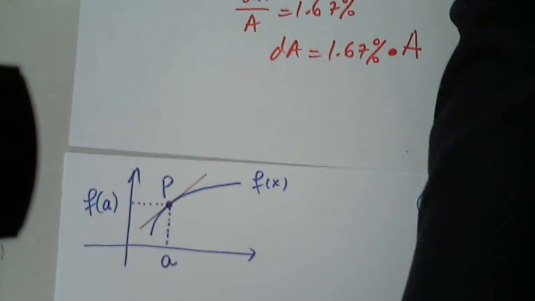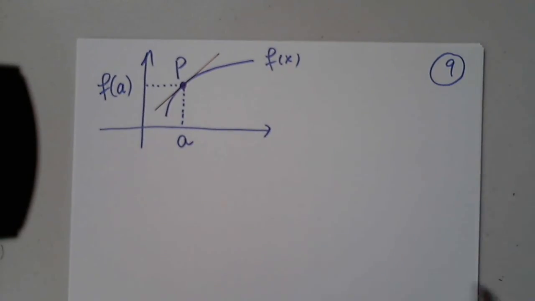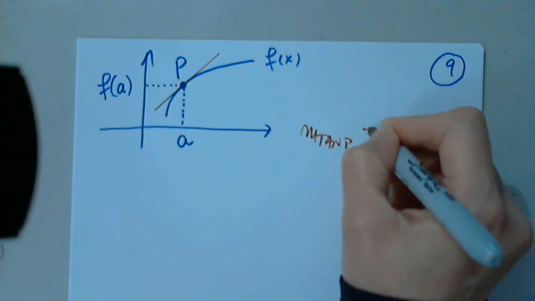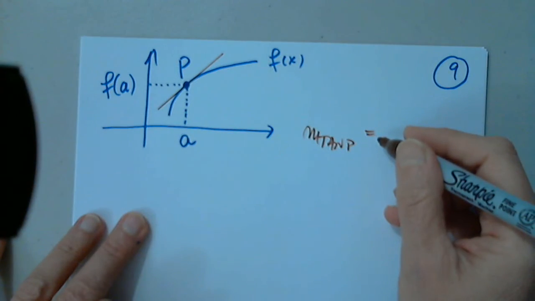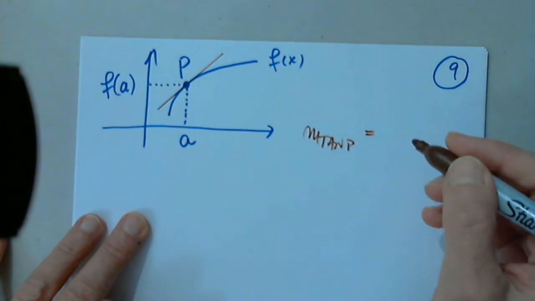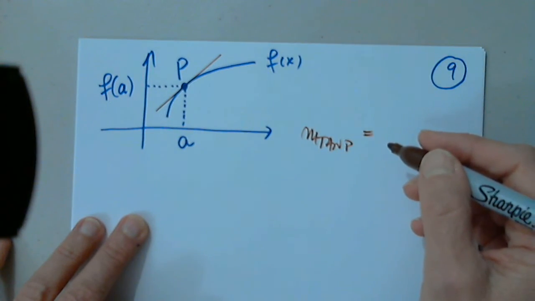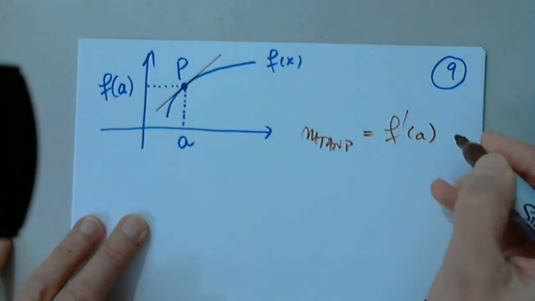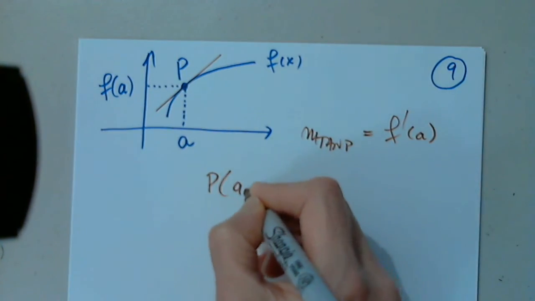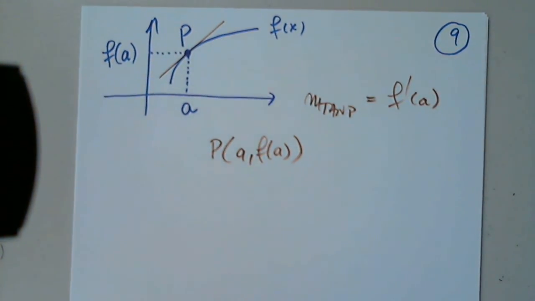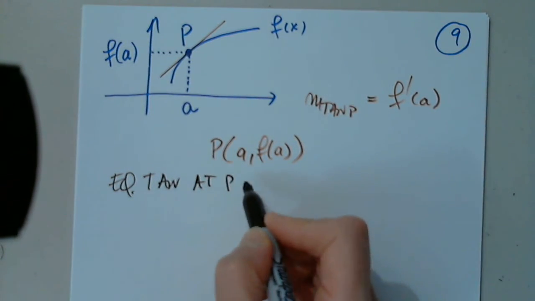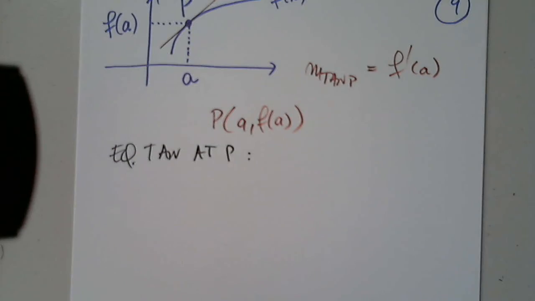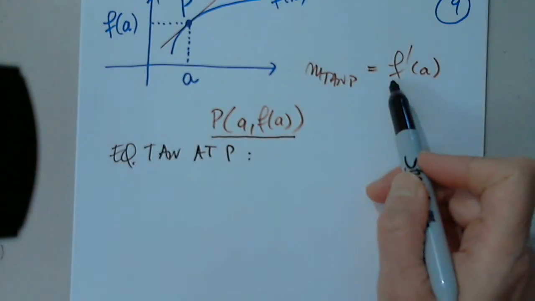I know you're going to say that the slope of this tangent is, what is the slope of this tangent? F prime of A. Thank you very much. And we do have a point. Point P is A comma f of A. We have everything we need to determine the equation of the tangent. So can anyone give us the equation of tangent at P? How do I write it? I have a point and I have the slope.